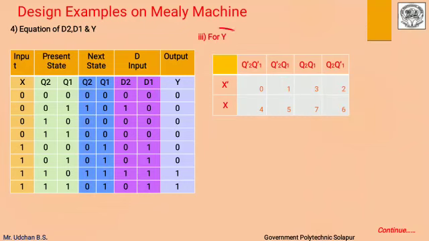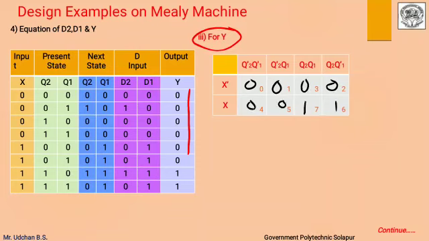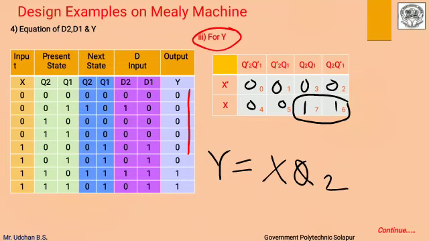Similarly, I can find the equation of y by entering the values of y onto the K-map. So the first 4 values are 0, 0, 0, 0. The next 4 values are 0, 0, 1, 1. So here we can find this pair. For that pair I can write the equation of y as x q2. We already know how to write the equations by forming pair, quad or octet.